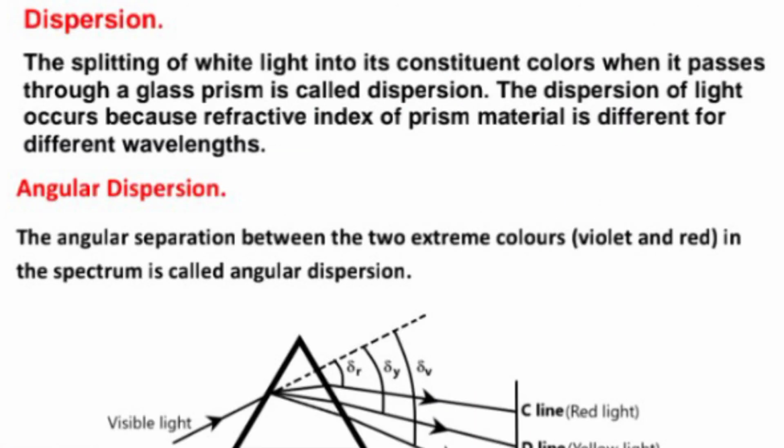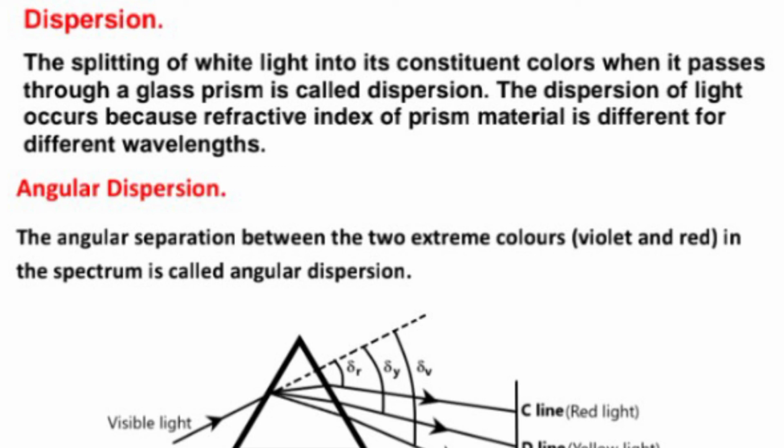Dispersion. What is dispersion? The splitting of white light into its constituent colors when it passes through a glass prism is called the dispersion. The dispersion of light occurs because the refractive index of the prism material is different for different wavelengths. Next is angular dispersion. The angular separation between the two extreme colors, violet and red, in the spectrum is called the angular dispersion.